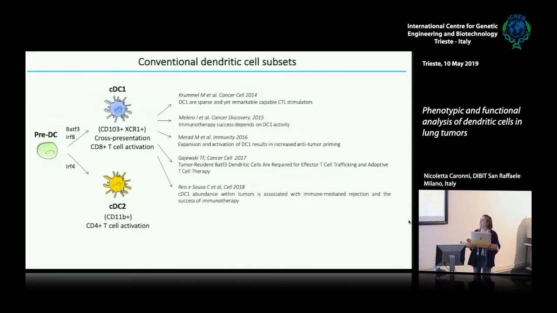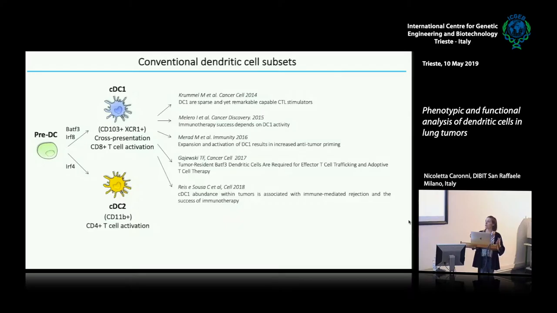In the tissues, we can find two different subsets of dendritic cells called cDC1 and cDC2. They both come from a precursor in the bone marrow called the pre-DC, and they differentiate toward two different lineages, mediated by different transcription factors, BATF3 and IRF8 for cDC1, and IRF4 for cDC2. They are also distinguished by expression of different markers on their cell surface. For example, cDC1 are identified by the expression of CD103 and XCR1, and in contrast, cDC2 express the common myeloid lineage marker CD11b.